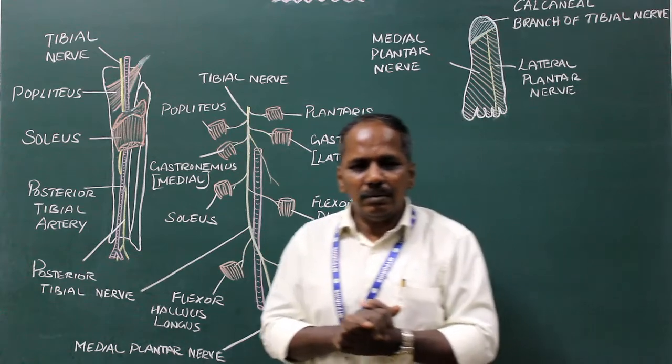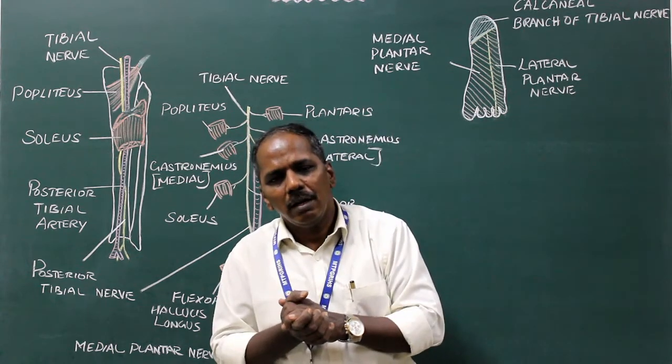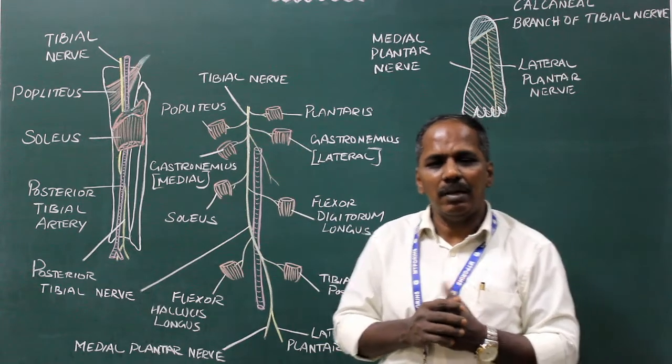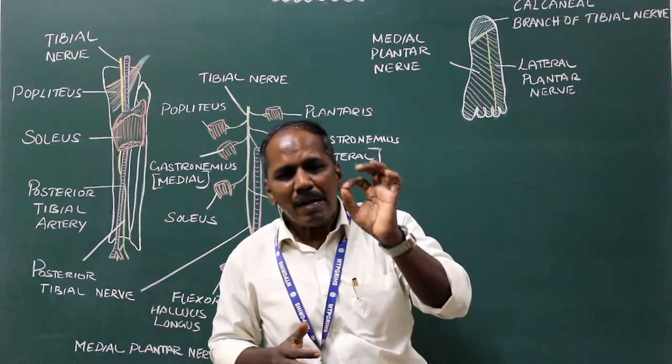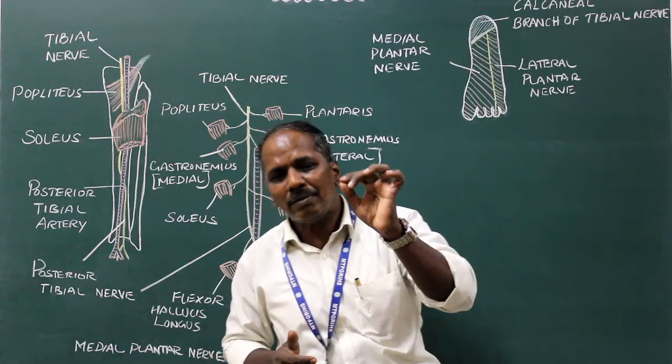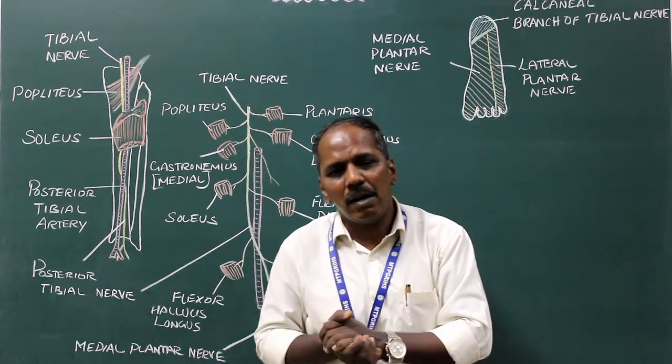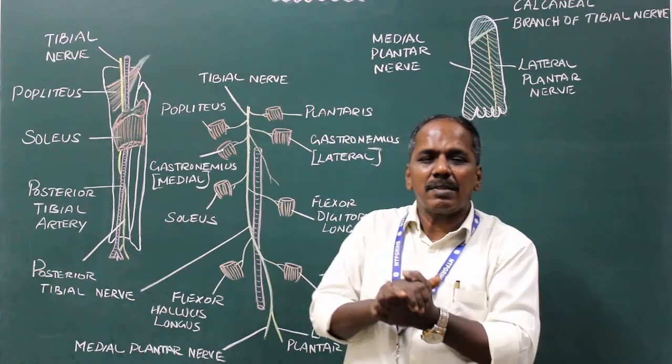Applied anatomy. Injury to the tibial nerve or the posterior tibial nerve results in paralysis of the posterior compartment muscles of the leg. So this results in loss of plantar flexion of the foot.